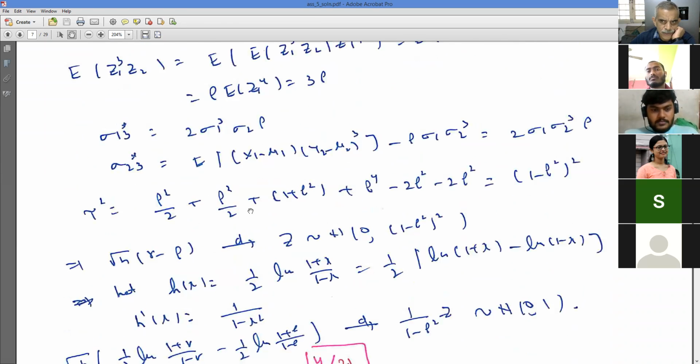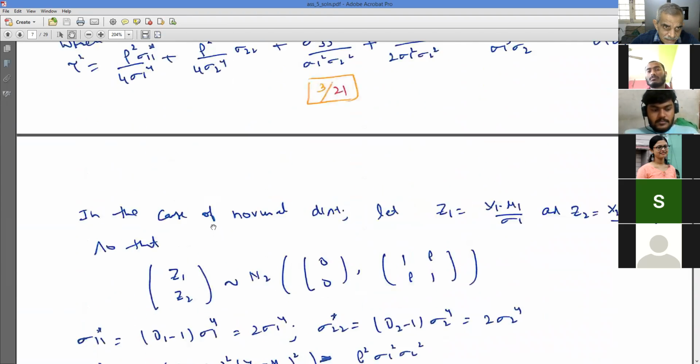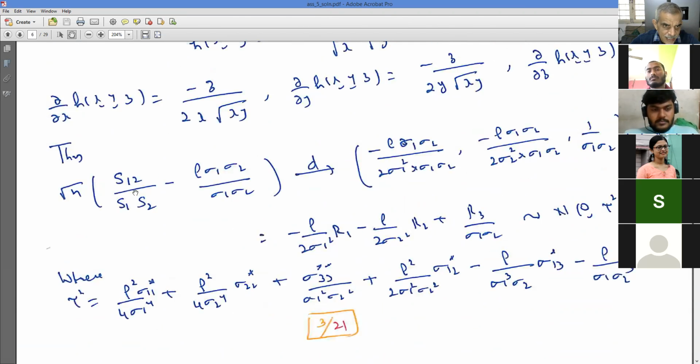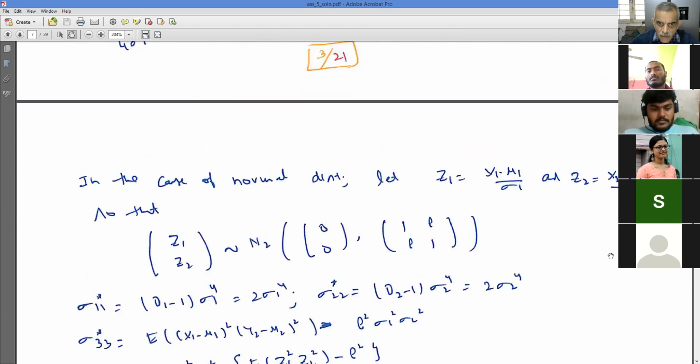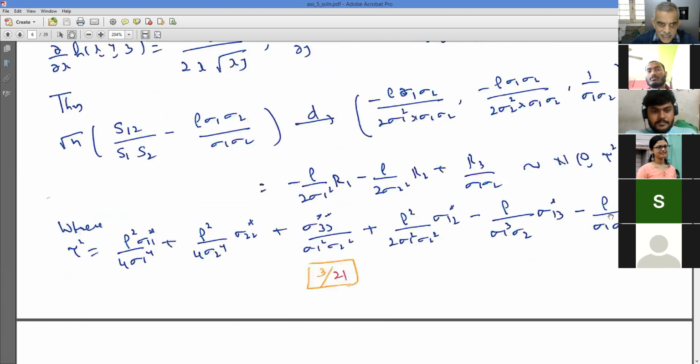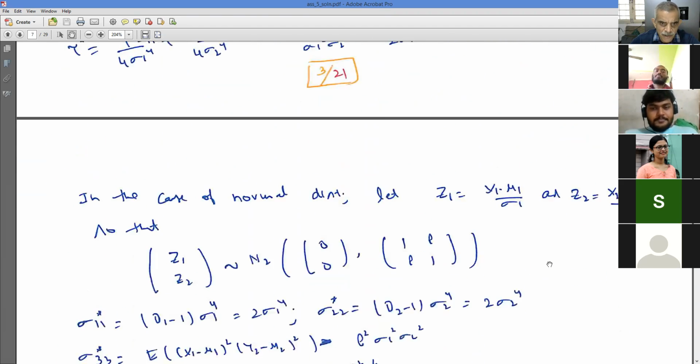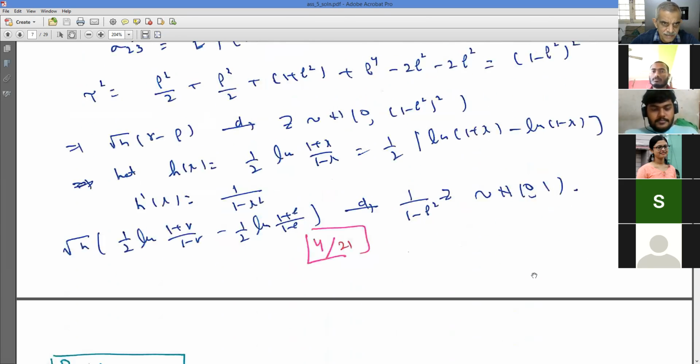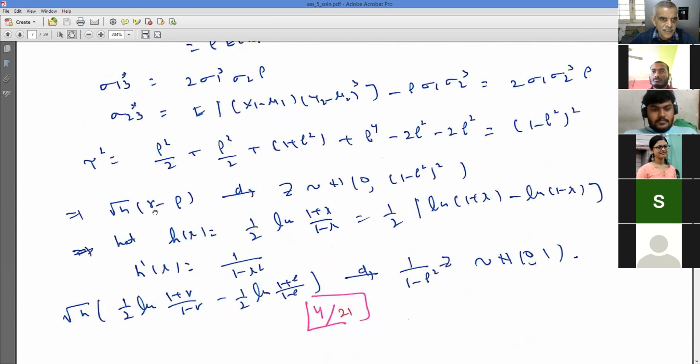So tau square, if you put those values, you get 1 minus rho square, whole square. So what do you get? In the case of bivariate normal, everything simplifies quite a bit. And what you get is root n (r minus rho) goes in distribution to normal 0, tau square. And tau square is this quantity, which you have found out is (1 minus rho square) whole square. So now you get root n (r minus rho) goes in distribution.